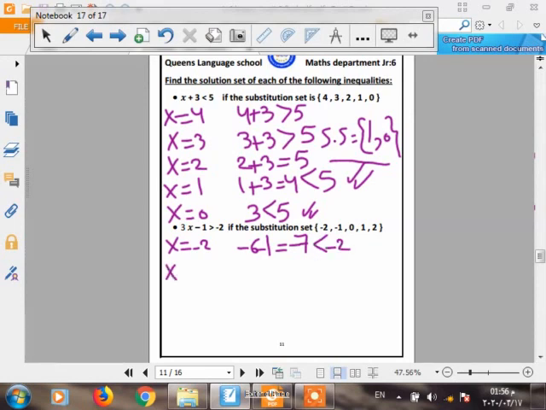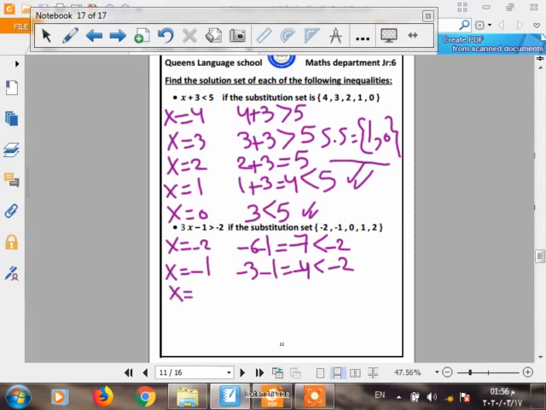If x equals negative 1, 3 times negative 1 is negative 3. Negative 3 minus 1 will be negative 4. But negative 4 is less than negative 2, not greater than it. So it cannot be in the solution set.